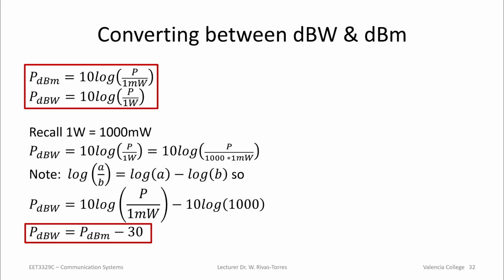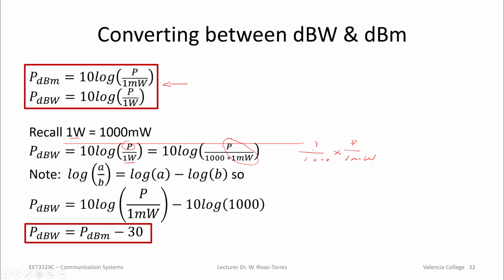So what if I want to convert between dB watts and dBm? So I have my definition here for both dBm and dB watts. So now recall that 1 watt equals 1,000 milliwatts. So if I say P in dB watts equals 10 log of power divided by 1 watt, I'm going to take this watt and say that's 1,000 times 1 milliwatt, which is 1,000 milliwatts. I'm going to keep this as one number and the 1,000 as another. So actually, what's in parentheses, I end up expressing it as 1 over 1,000 times P over 1 milliwatt.